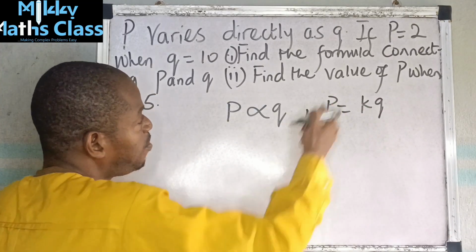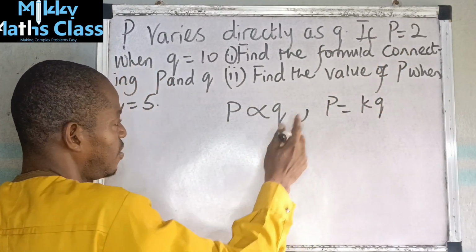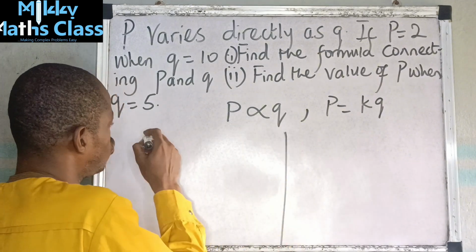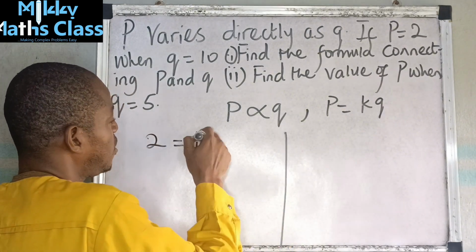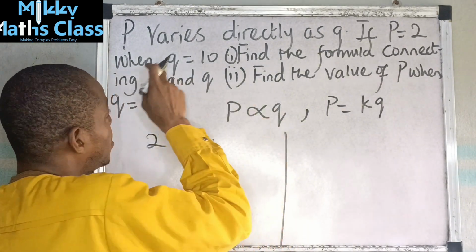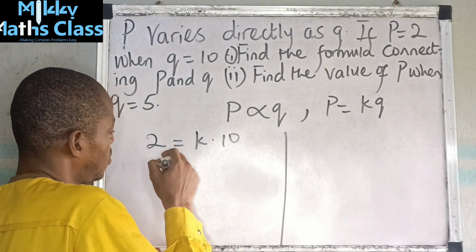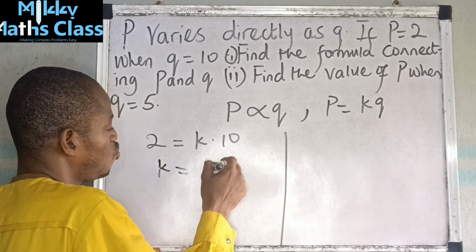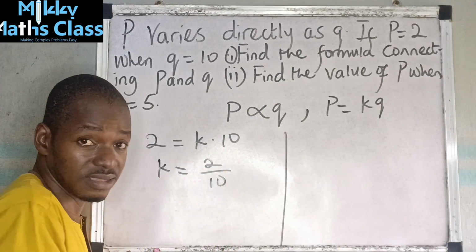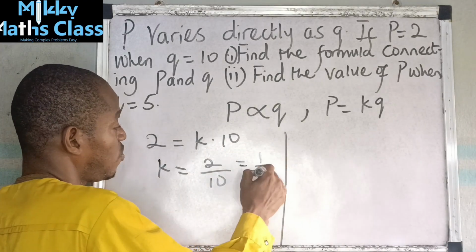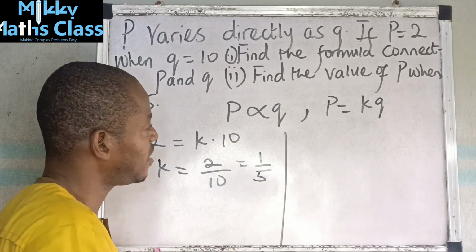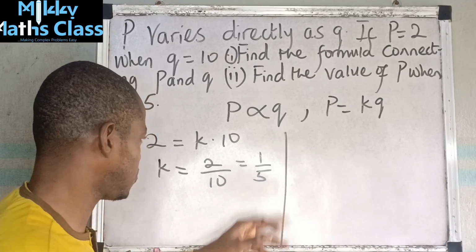Now, we're told that P is 2, so wherever we see P, we put 2. So 2 is equal to K times, when Q is 10, K times 10. So this becomes K equals 2 over 10. We'll divide both sides by 10. That'll give us 1 over 5, or 0.2.